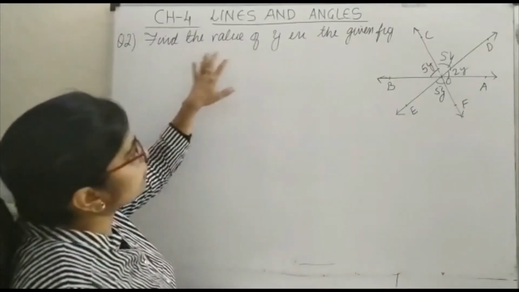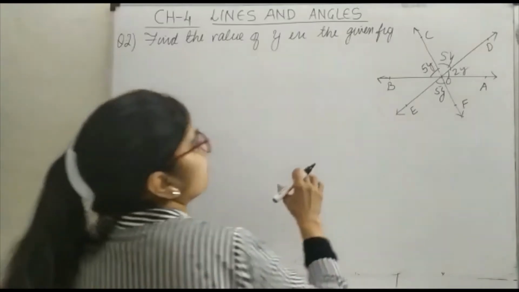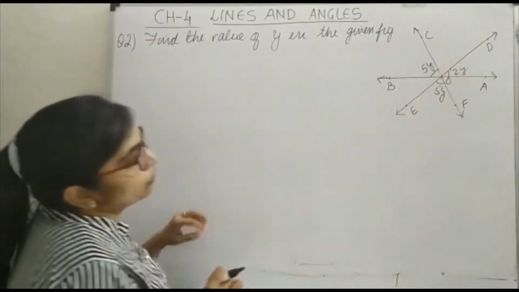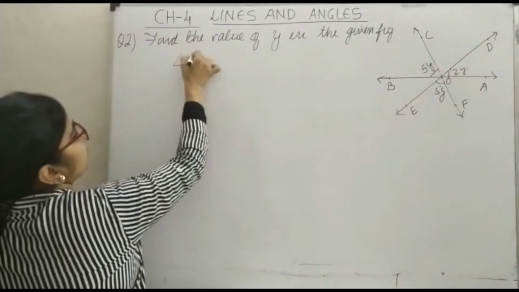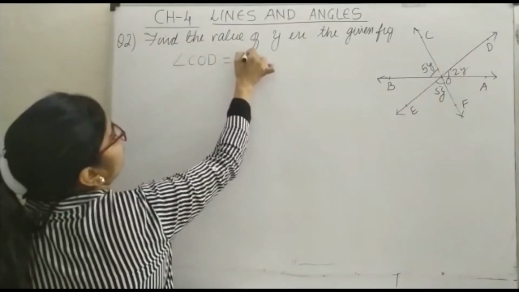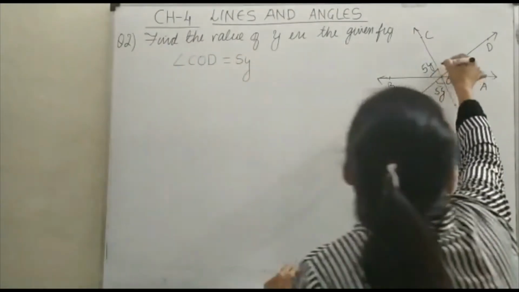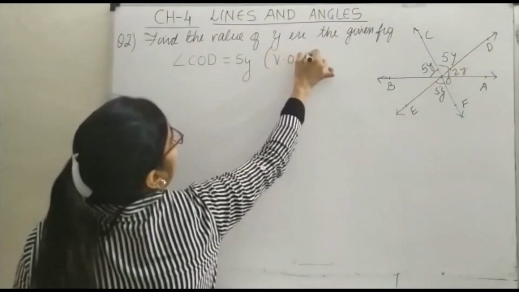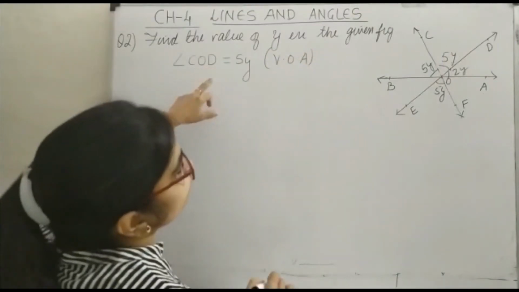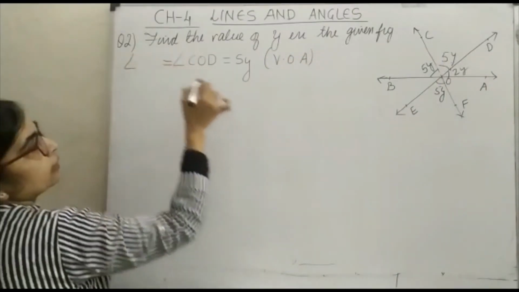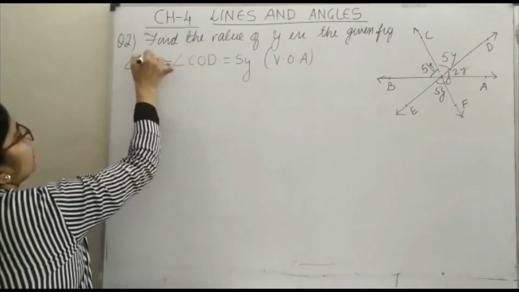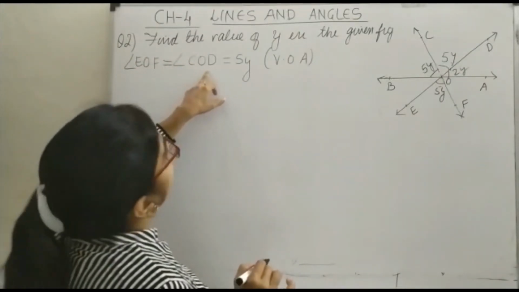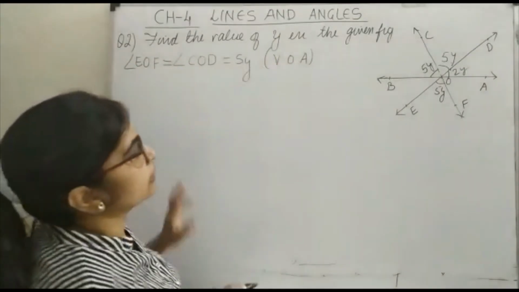Our question is, find the value of y in the given figure. You can see here, the question is in this format. Now, we can write angle COD is equal to 5y. How? Because this is a vertically opposite angle. Before that you can write angle EOF is equal to angle COD, and this is equal to 5y, and this is your vertically opposite angle.